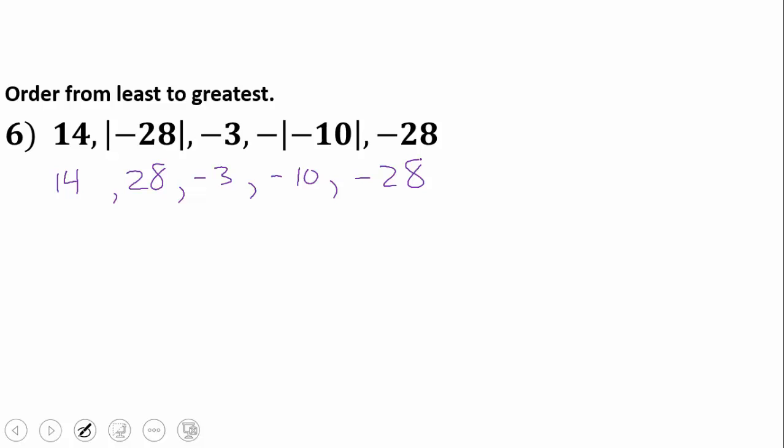Now we have those numbers that we can start to look at, and the greatest negative value would be negative 28. It's the biggest number, and it's negative. So negative 28 would be the least valued number. Okay? The next one is going to be negative 10. And that's going to be the negative absolute value of negative 10, because that's where we got it from, right here. So we've used that one.